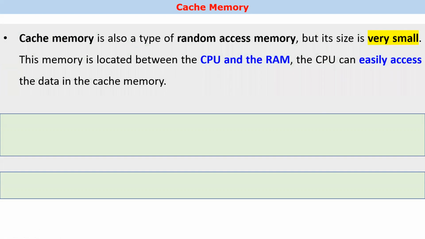Cache memory is also a type of random access memory, but its size is very small. Right? That's another important point we should understand, the capacity regarding this memory.